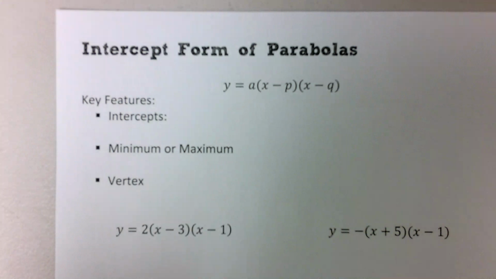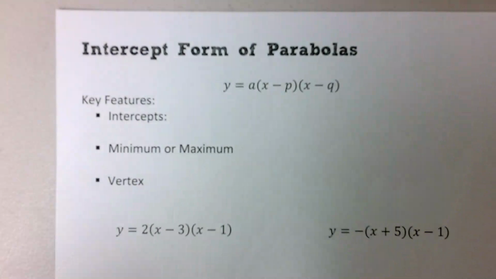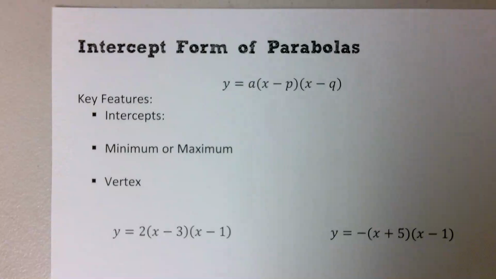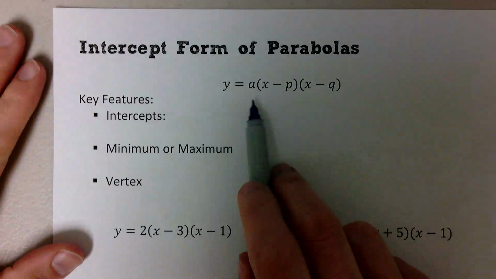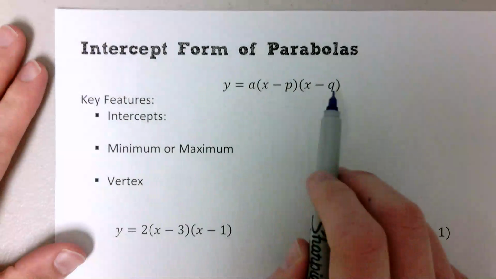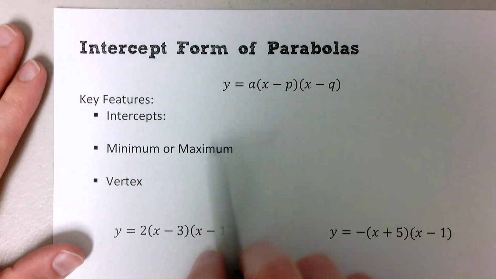So we've looked at vertex form of parabolas. Today we're going to look at intercept form of parabolas, which is just a slightly different way that you can write an equation. All right, so this is our general form up at the top here that tells you what the intercept form of parabolas looks like. And this gives you some key features, just like vertex form does.